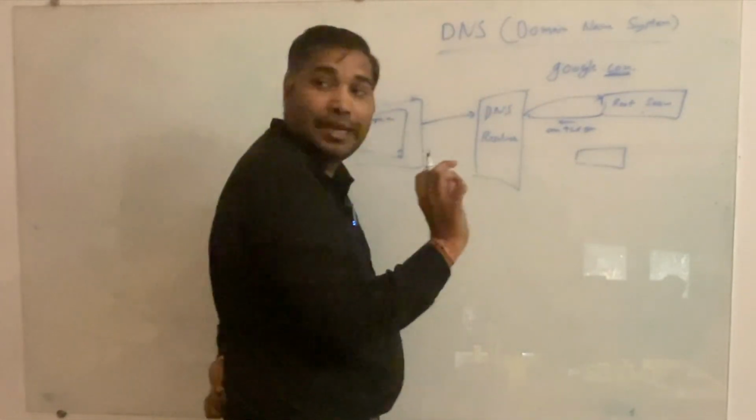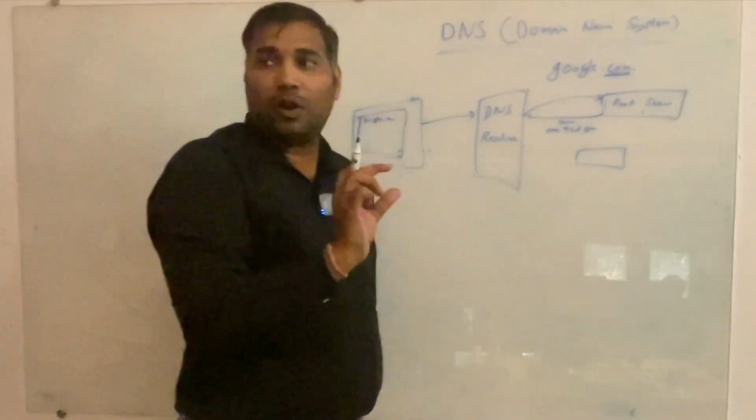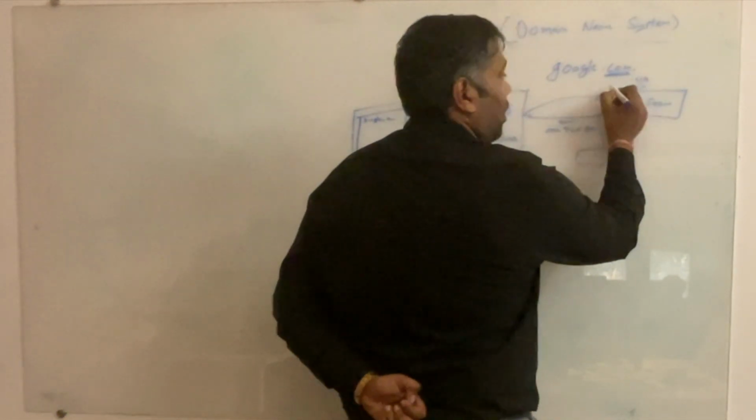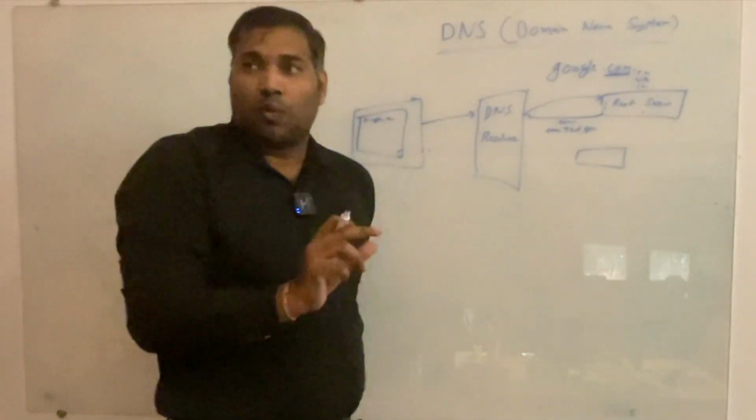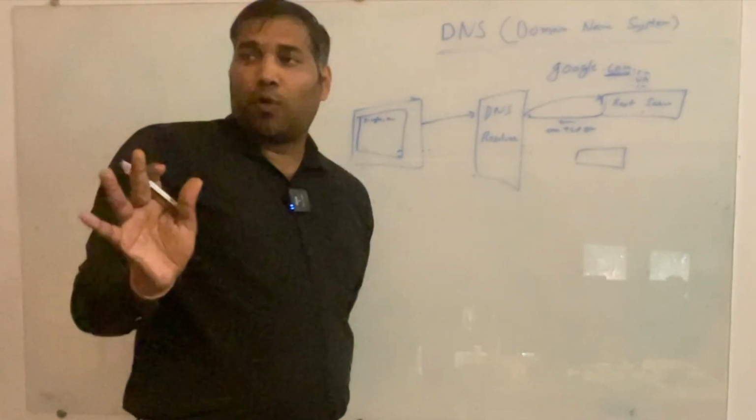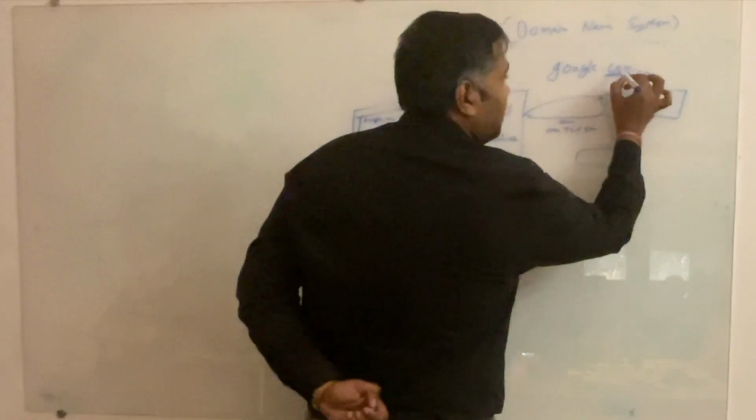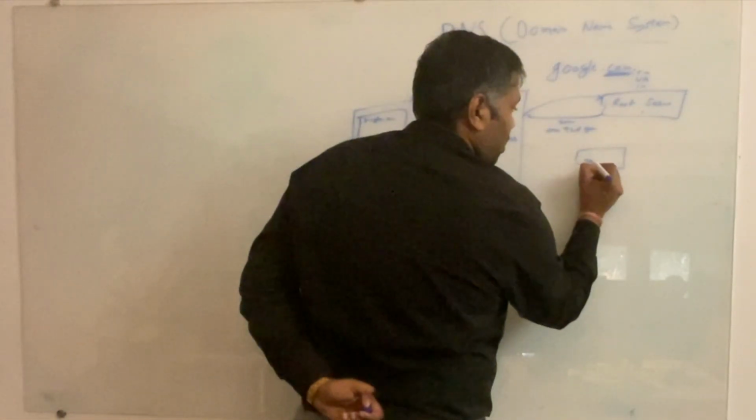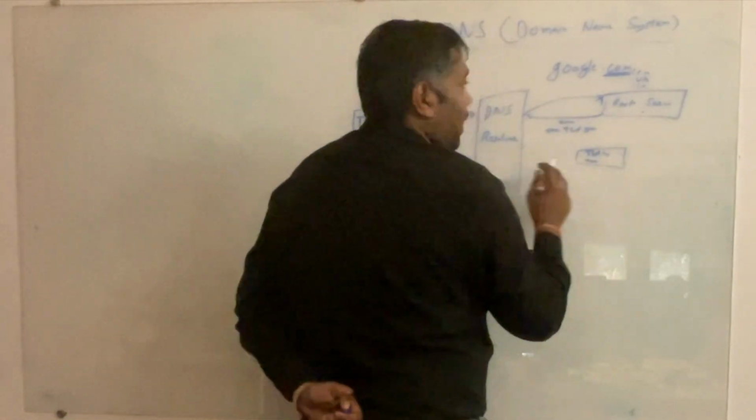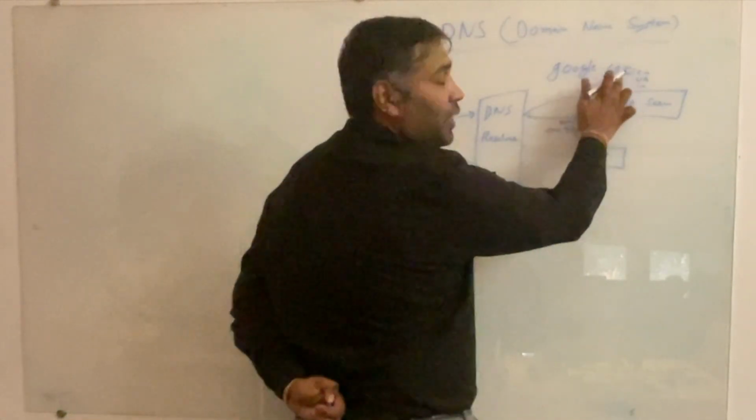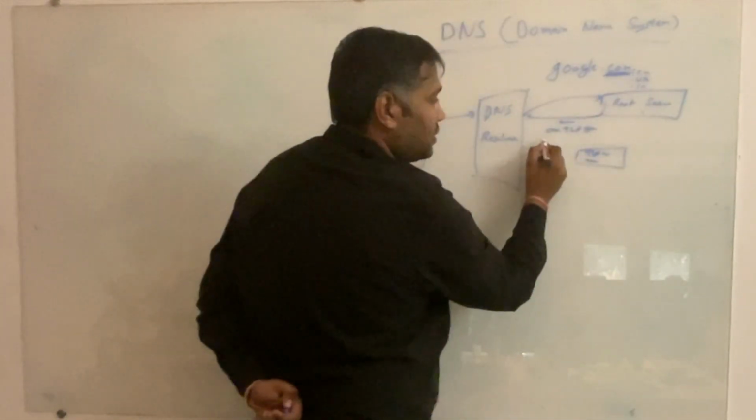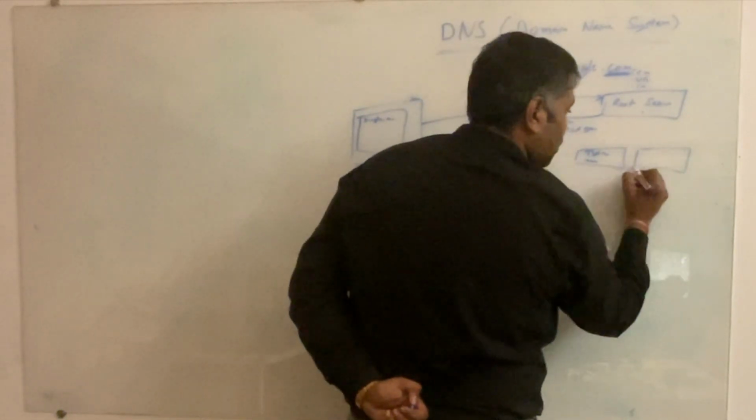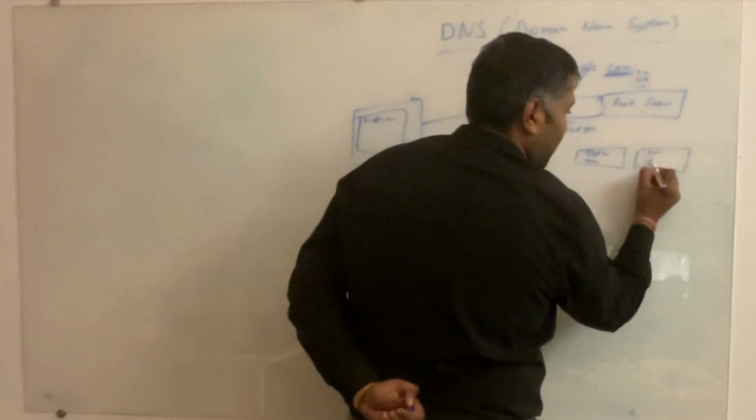What are the TLDs? Top level domains. Top level domains are like .com, .uk, .in or .co or anything. Whatever will be, these are the top level domains. So now there is a .com registry. These are the TLD servers. If you visit google.in, then the root server will send you to the .in TLD servers. So there would be lots of TLD servers for .in as well.